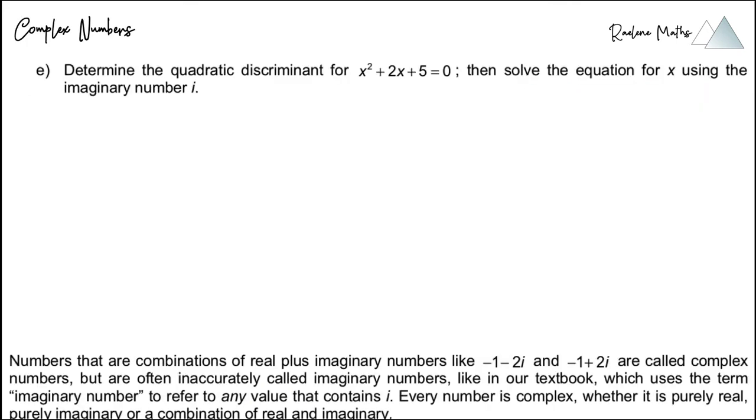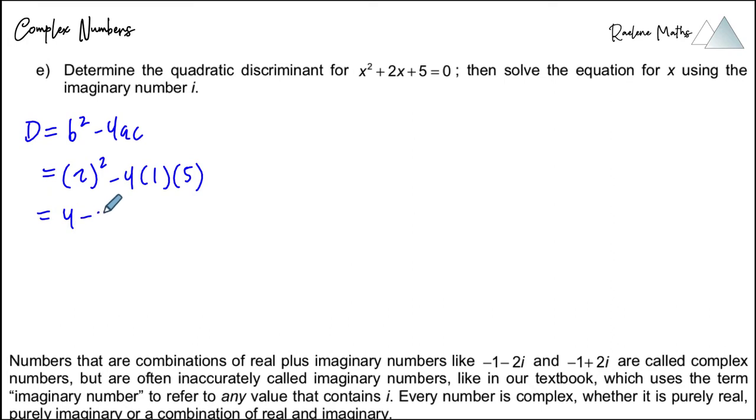So let's take a look at another example where we have a different quadratic with a b value that's not 0. If we work out the discriminant, b squared minus 4ac gives us 2 squared minus 4 times 1 times 5, and we end up getting 4 minus 20, which is negative 16. Because the discriminant is negative, we will have non-real roots, which means we will have imaginary or complex roots.